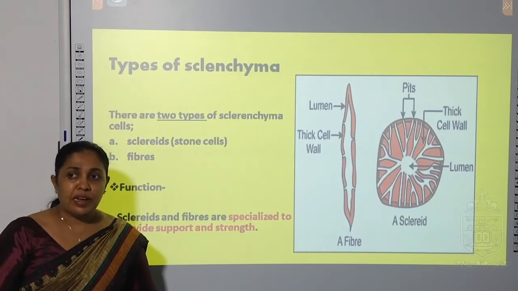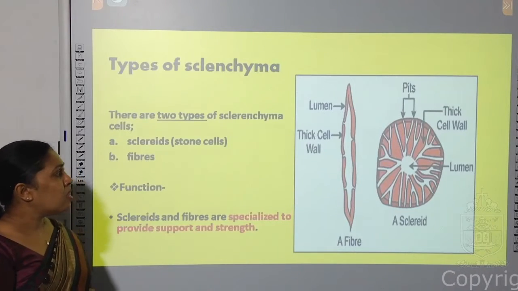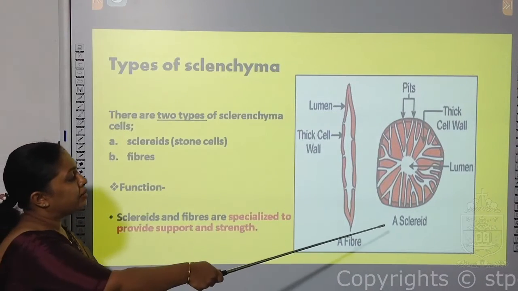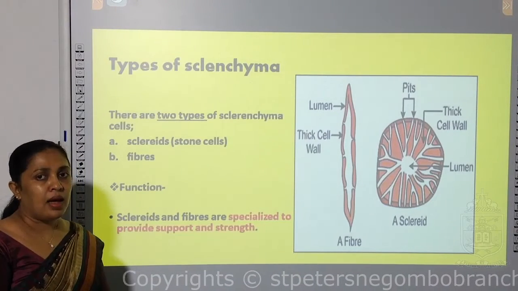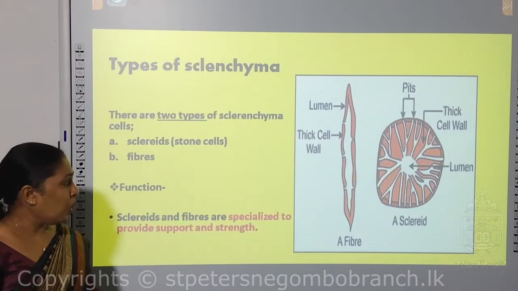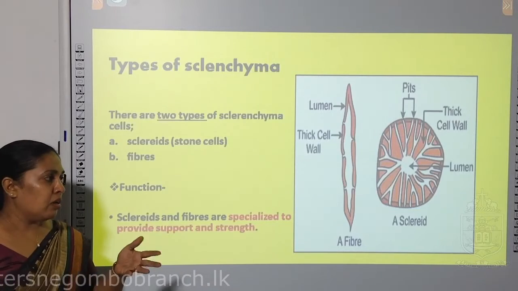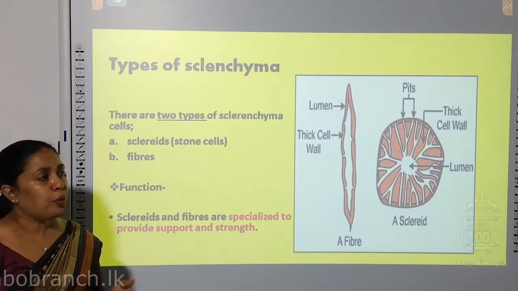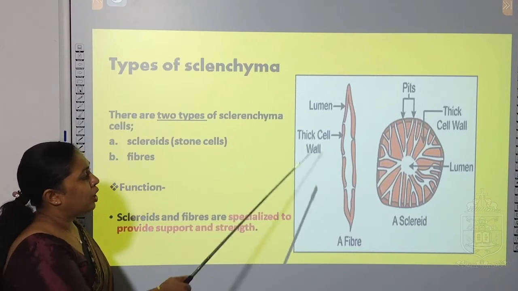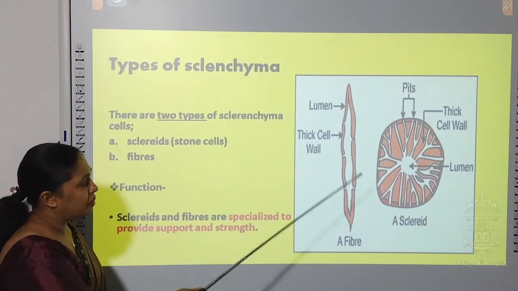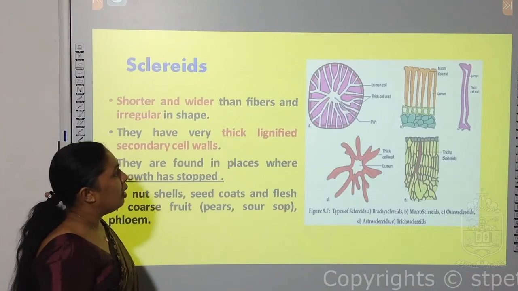There are types of sclerenchyma cells. The main two types are fibers and sclereids. Fibers are elongated and sclereids are usually known as stone cells, and these are circular or globular. The main function is to provide strength. You can see the lignin cell walls are there. Fiber, by the name, is elongated, and this one is globular, the sclereid or the stone cell.